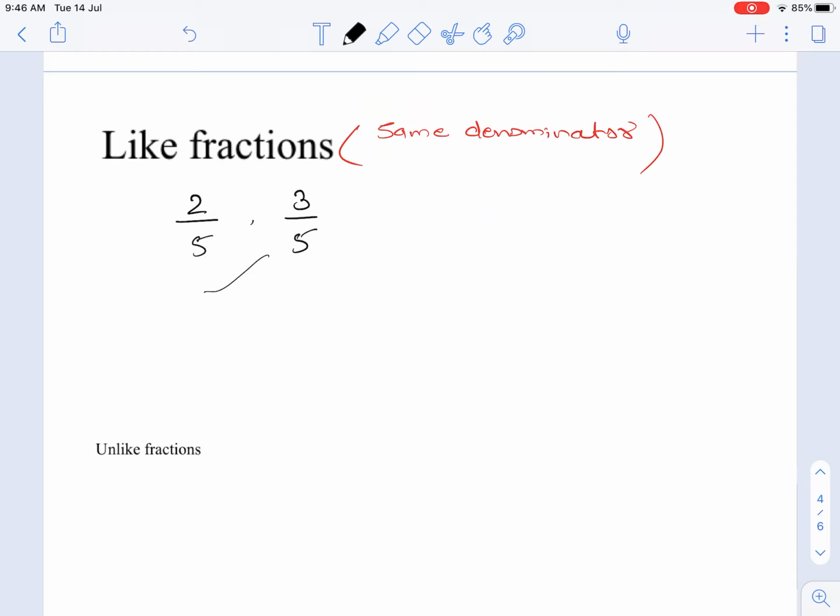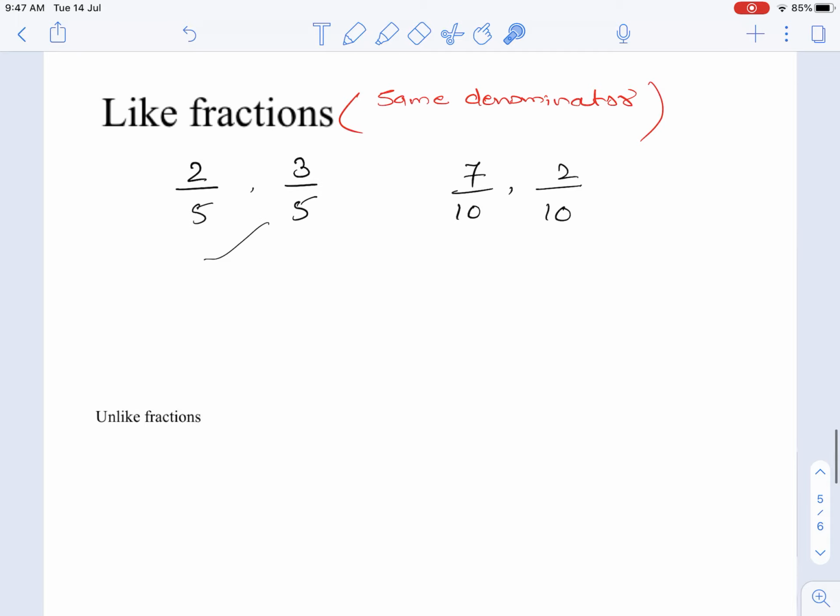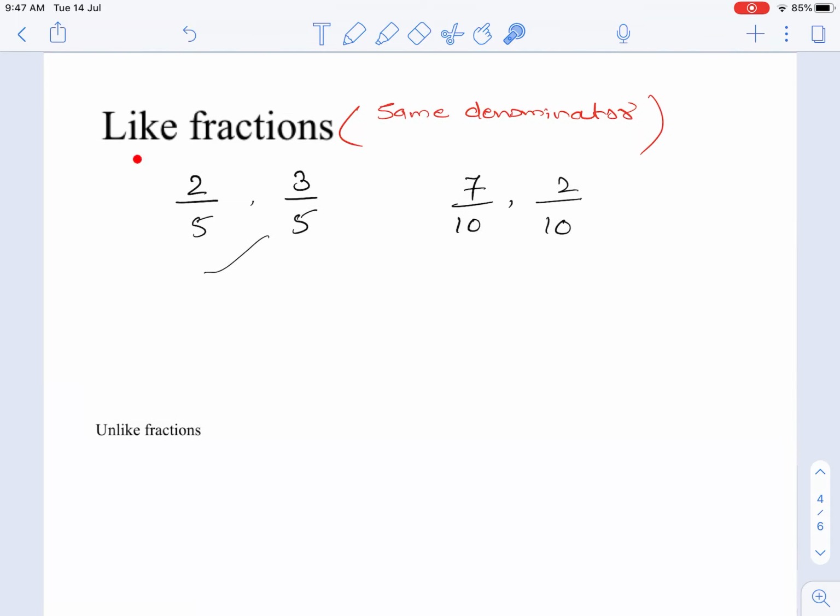Let us consider another example. 7 upon 10, 2 upon 10. Both these fractions have the same denominator, so we can say that they are like fractions. So what is the condition for fractions to be like fractions? They should have the same denominator.